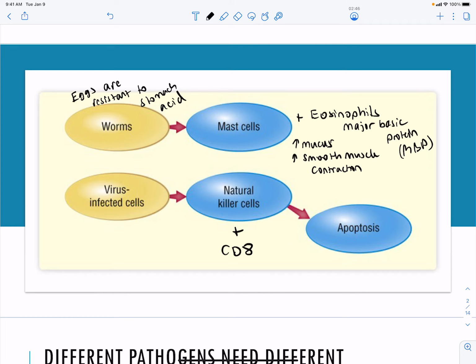Your natural killer cells and CD8 T cells are going to be important for virus-infected cells, so these are intracellular, whereas worms are extracellular and large. And so your intracellular pathogens require the cell to be killed, and so that is the job of your CD8 T cells as well as natural killer cells, your NK cells. And they're going to do this both in the same mechanism using similar or actually identical processes, and they all end up undergoing apoptosis.